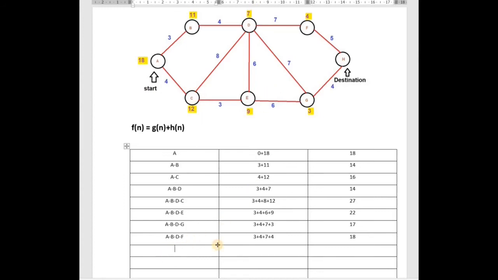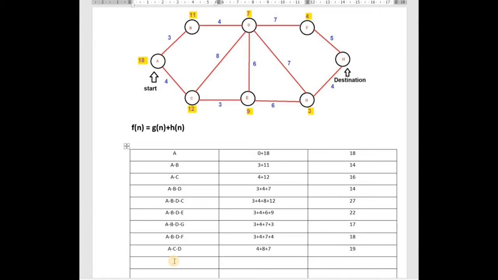So first I will go for A, C, D. What is the cost? From A to C, it is 4. From C to D, it is 8. And the heuristic value of D is 7. So I am getting the value as 19.